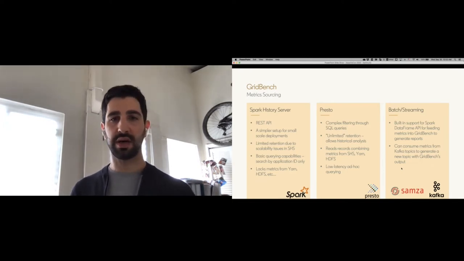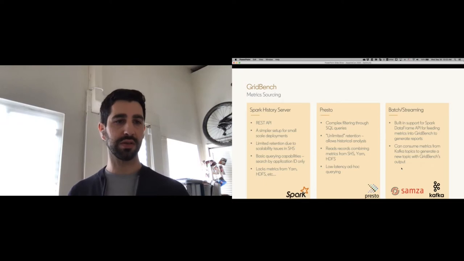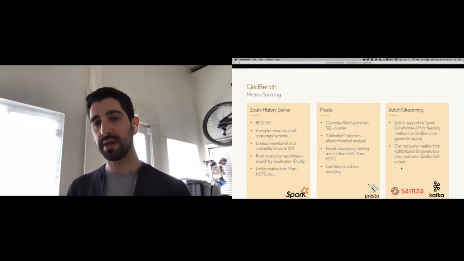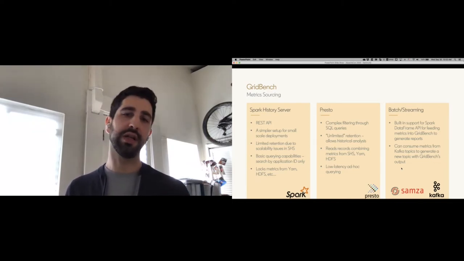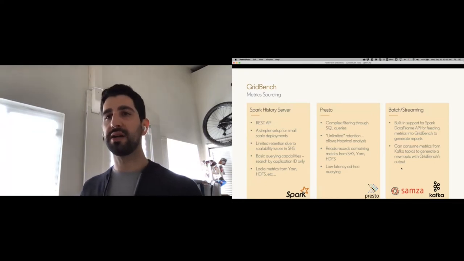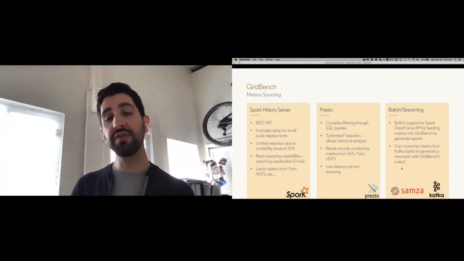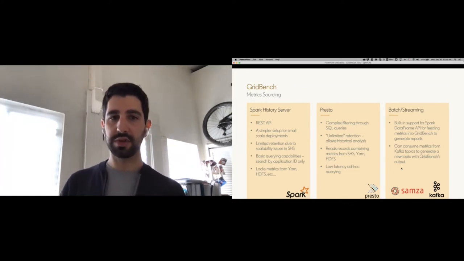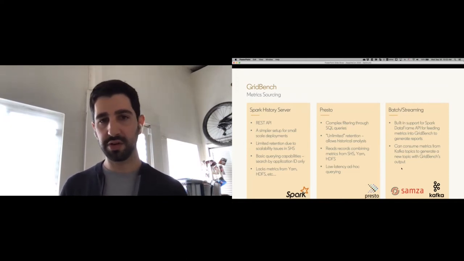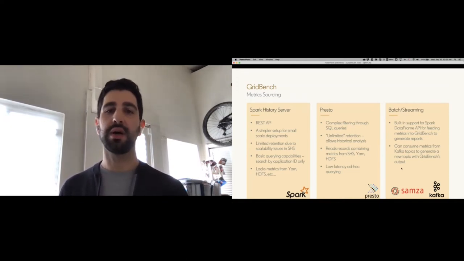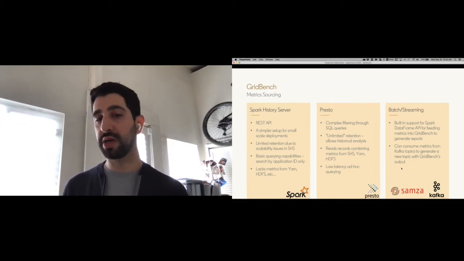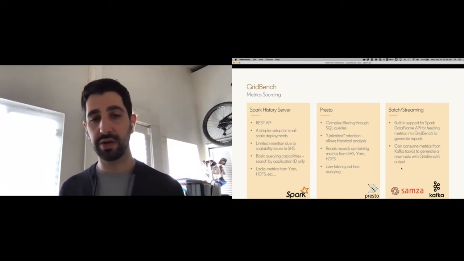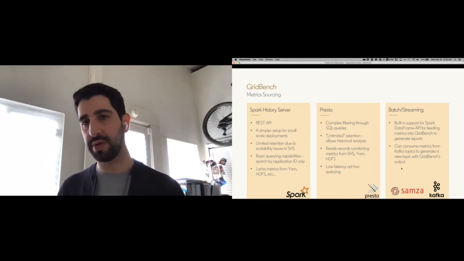Presto allows us a little bit more complex filtering through SQL queries. With Spark History Server, you basically have to provide the application ID in order to search for applications. And that makes it a little bit awkward if you're trying to analyze a particular job across time. You need to find another method to retrieve those application IDs, and that makes it more complex. Presto gives us the more complex filtering with SQL queries. It can read records that combine all of the metrics that we have from Spark History Server, from Yarn, and from HDFS, and also allow low latency ad hoc querying, which is what Presto is all about.